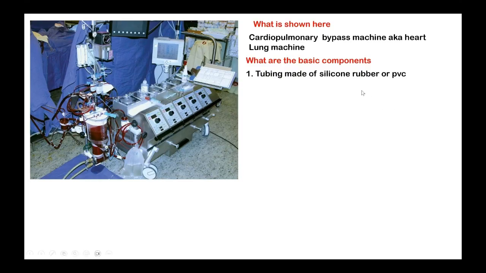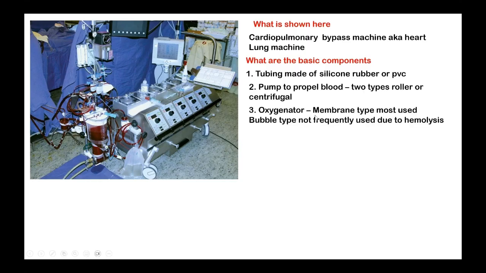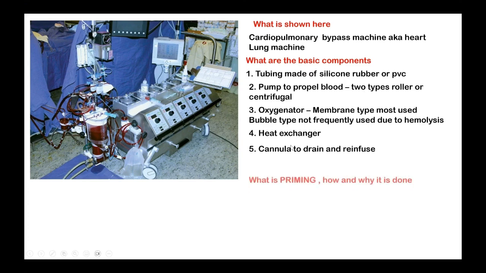Tubing made of silicone or rubber, pump to propel blood, two types, either roller or centrifugal. And oxygenator, which is mostly the membrane type, bubble type not frequently used. Heat exchanger, cannula to drain, and breathing tubes.